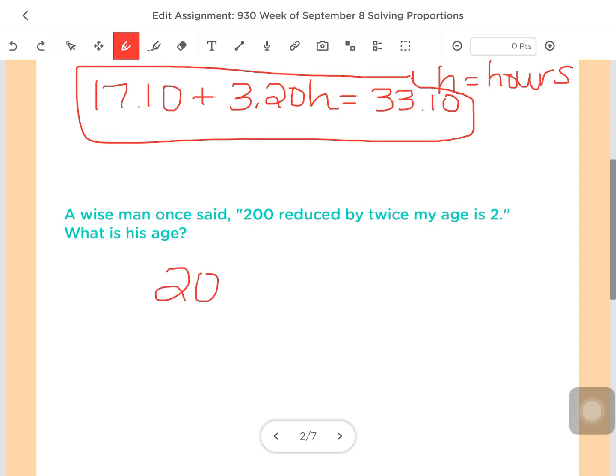Looking down here, a wise man once said 200 reduced by twice my age is 2. So what is his age? So we're going to start with 200. If we reduce 200, we're taking something away. Twice his age is equal to 2. So I used A to represent the age. So 200 take away 2A is equal to 2. Pretty sure everyone can solve that, but again, you would isolate your variable and try to solve for A at this time.